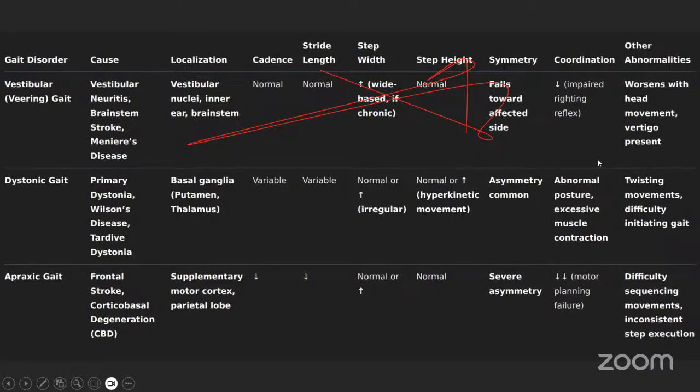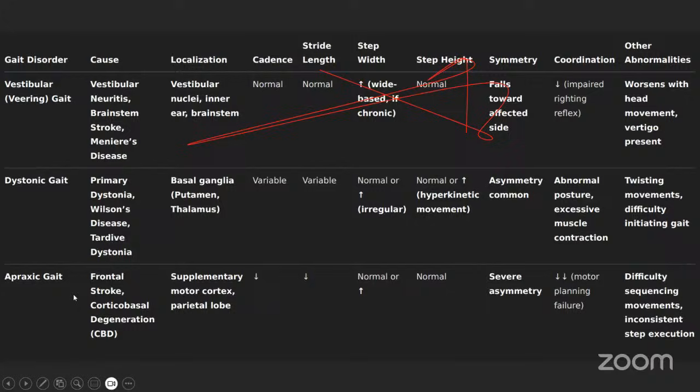Vertigo will be there. And in dystonic gait, the causes are primary dystonias, Wilson's disease, and tardive dystonia, affecting the basal ganglia, putamen, and thalamus. Cadence and stride length will be variable. Step width will be normal, or sometimes increased or irregular. Step height will be normal or increased in hyperkinetic movement. There will be asymmetry, abnormal posture, and excessive muscle contraction. Twisting movements and difficulty initiating gait will be present.